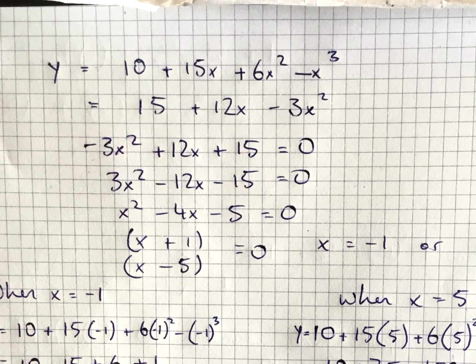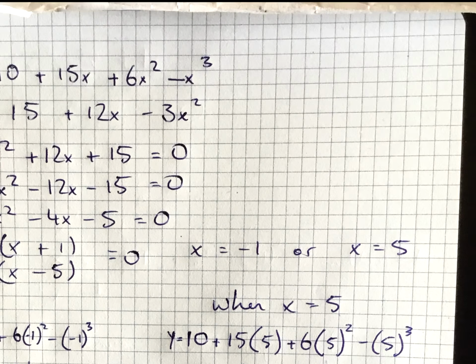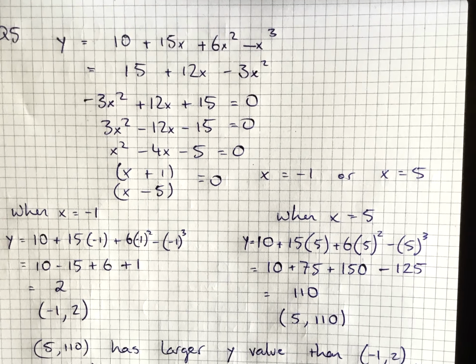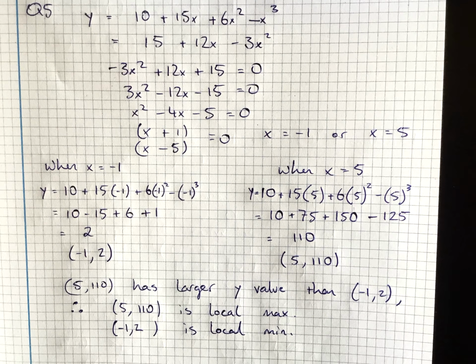And then I can factorize that nice and simply. So I've got x minus 5 and x plus 1. So that gives me 2 x values. x is minus 1 or x is 5. So using those x values, I have to just solve for y values. Nice and straightforward, okay? So I substitute in my minus 1 value for x, and I get 2 for y. So that gives me one of the points, minus 1, 2.